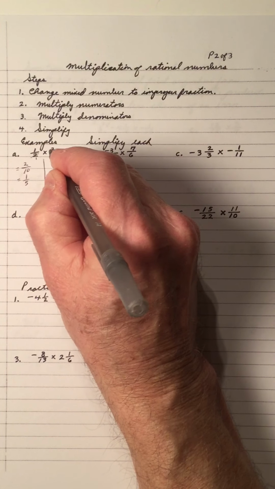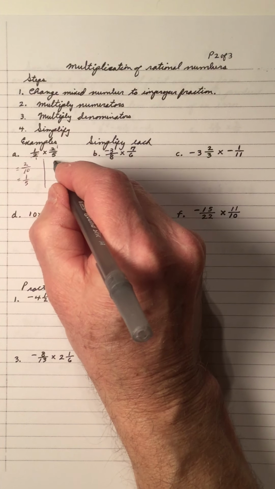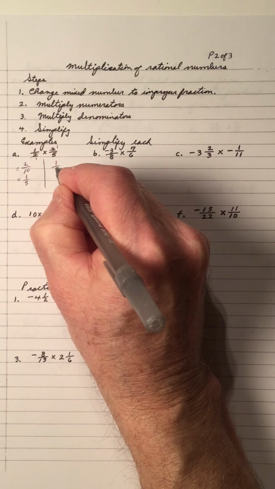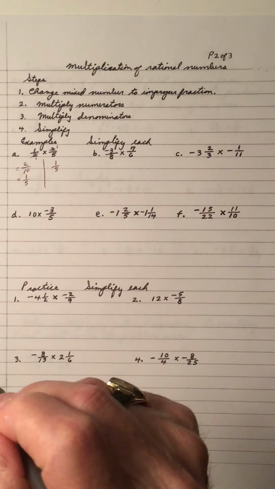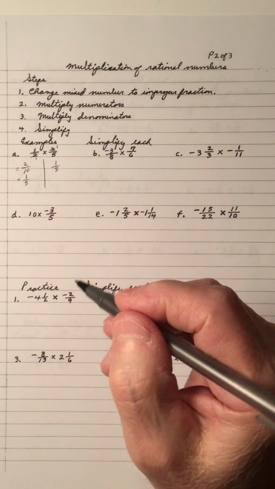2 into 2 goes once, 2 into 2 goes once. 1 times 1 is 1. 1 times 5 is 5. If you cancel before you multiply, it's way easier.